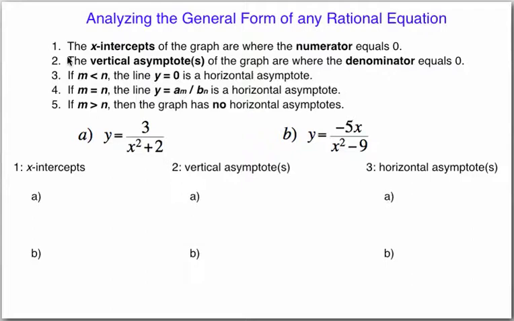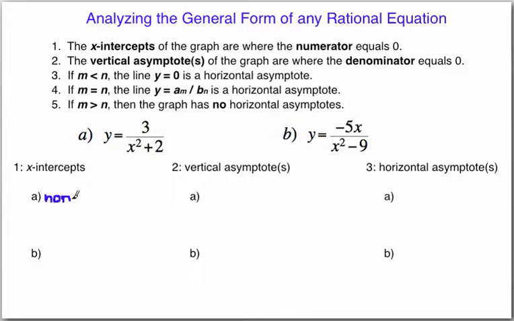The first thing that we can tell is about the x-intercepts. The x-intercepts of the graph are where y equals 0, and so the x-intercepts are wherever the numerator equals 0. For example, let's look at A here. The numerator is 3. 3 is never equal to 0, and so that means there are no x-intercepts; this graph never crosses the x-axis. If we were asked what the x-intercept of A is, we would say there is none.